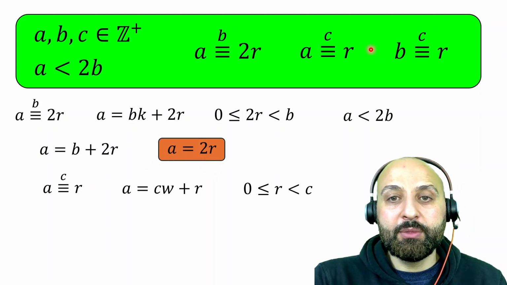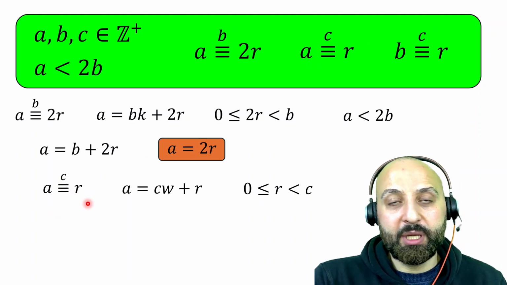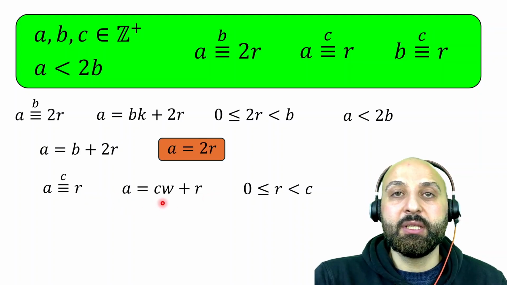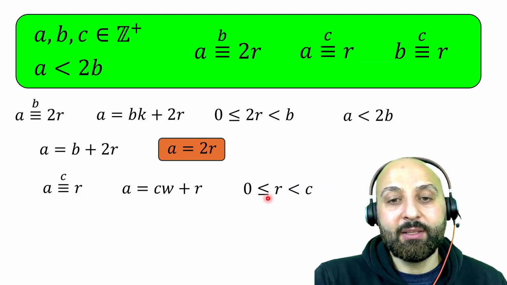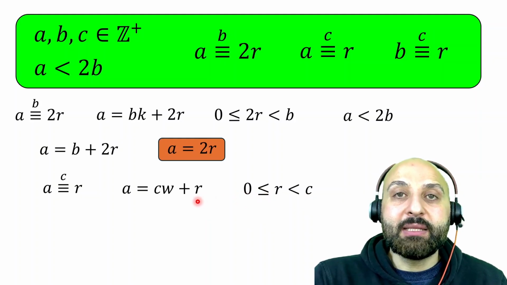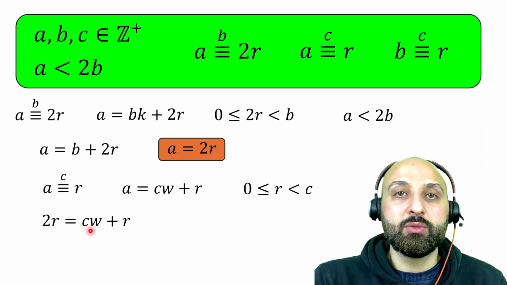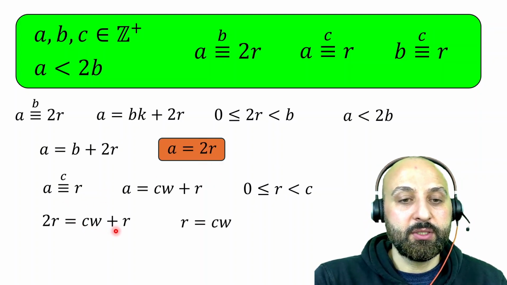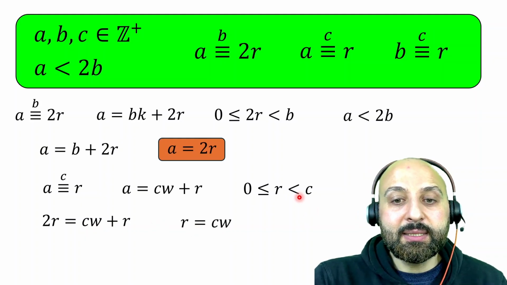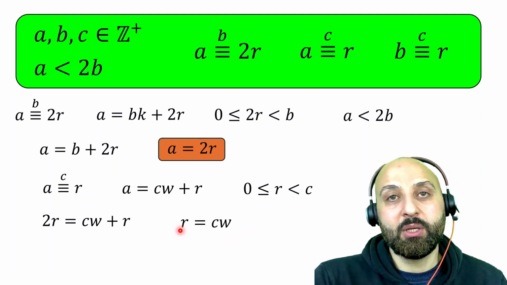Obviously, we also know from the properties given in the exercise, a modulo c is equal to r, or basically, if we divide a by c, the remainder is r, so a can be written as c times w plus r, and r is equal or larger than 0, less than c. And now in this case, we know that a is equal to 2r. This is one scenario. So 2r will be equal to cw plus r, with r disappearing, so we know that r is equal to c times w. But we know r is less than c. Therefore, w has to be 0 basically, and r becomes 0.